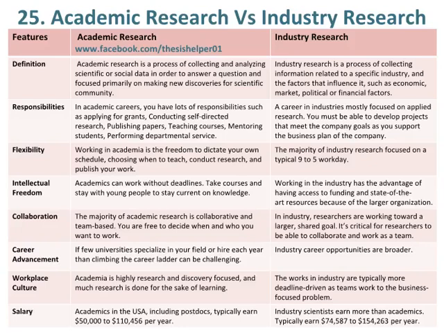Working in academia gives the freedom to dictate your own schedule, choosing when to teach, conduct research, and publish your work. Whereas the majority of industry research is focused on a typical 9-to-5 workday. Academics can work without deadlines, take courses and stay with young people to stay current on knowledge. Whereas working in industry has the advantage of having access to funding and state-of-the-art resources because of the larger organization.